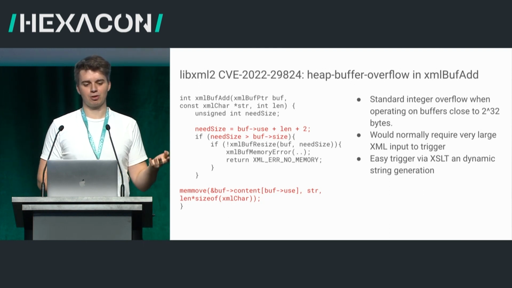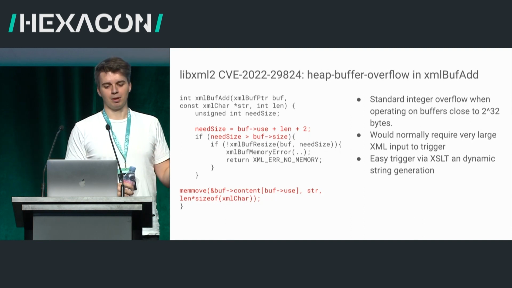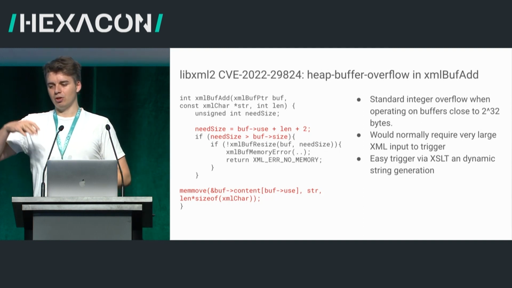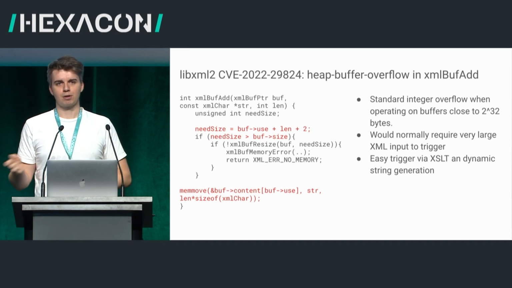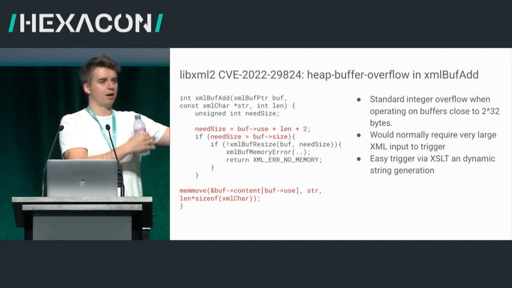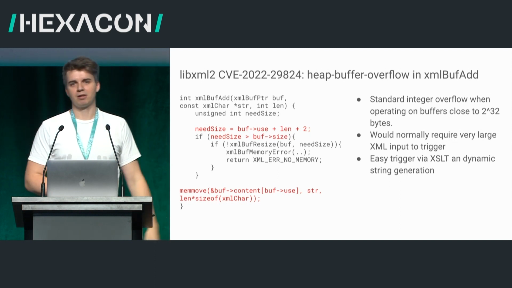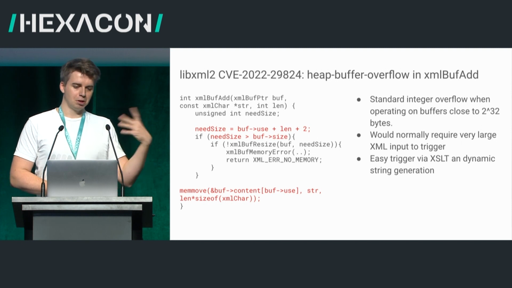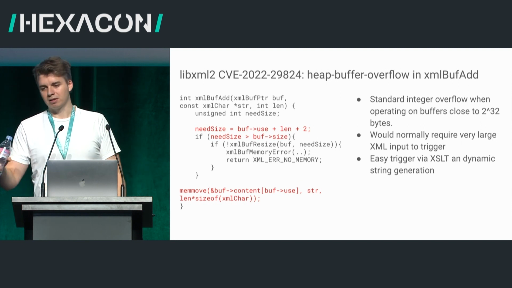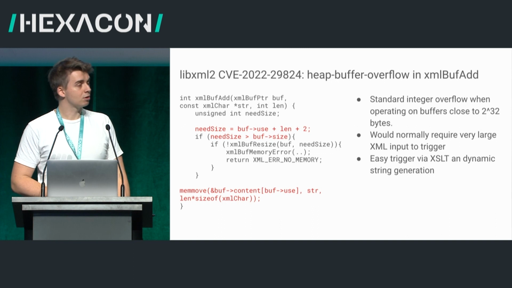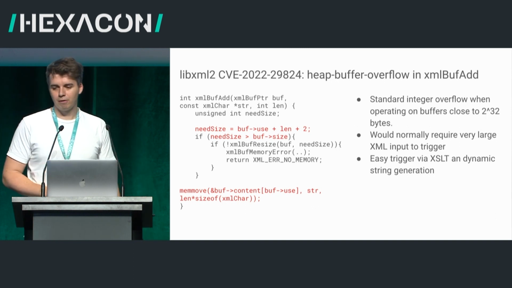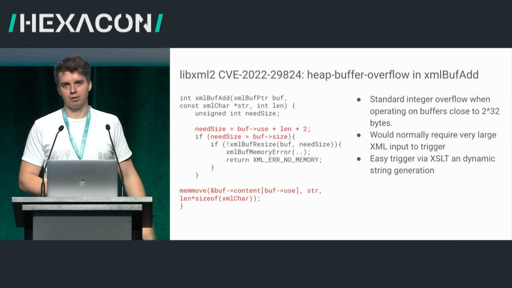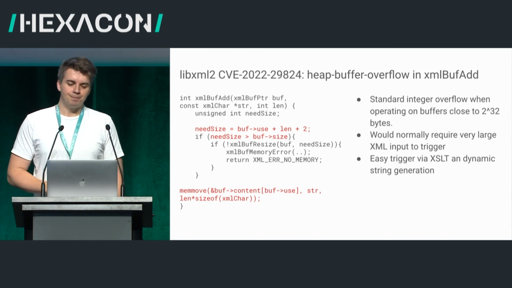But libxslt actually makes it possible to generate these inputs completely dynamically, right? You just have a loop that, I don't know, concatenates strings, and after it runs for a while, you get this large string. And then you get a pretty controlled out of bound write when this size condition, like you skip over the reallocation and instead directly do this memmove.